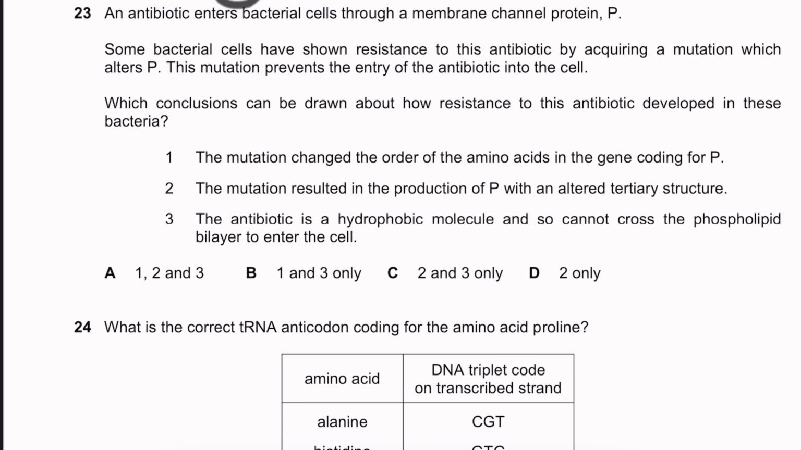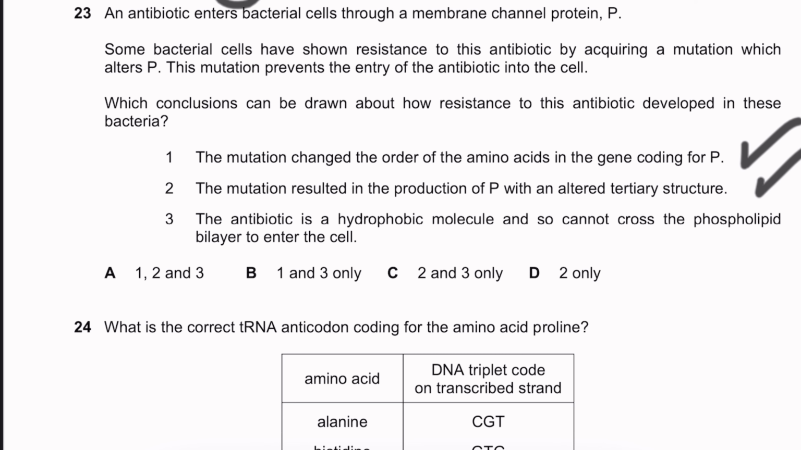An antibiotic enters bacterial cells through a membrane channel protein P, and some bacterial cells have shown resistance to the antibiotic by acquiring a mutation which alters P. This mutation prevents the entry of antibiotic to the cell. Which conclusions can be drawn about how resistance to this antibiotic developed in these bacteria? So the resistance is going to be happening by a mutation, as they mentioned. The mutation changed the order of amino acids in the gene coding for P. This could be possible, yes. The mutation resulted in the production of P with an altered tertiary structure, because maybe it changed the primary structure, which changes the tertiary structure. That is correct.